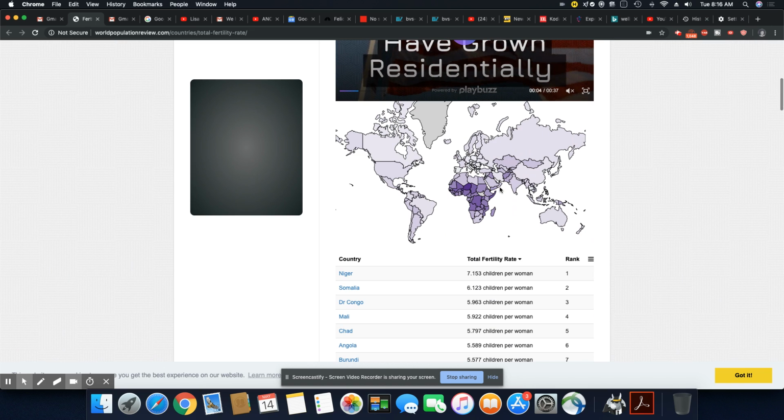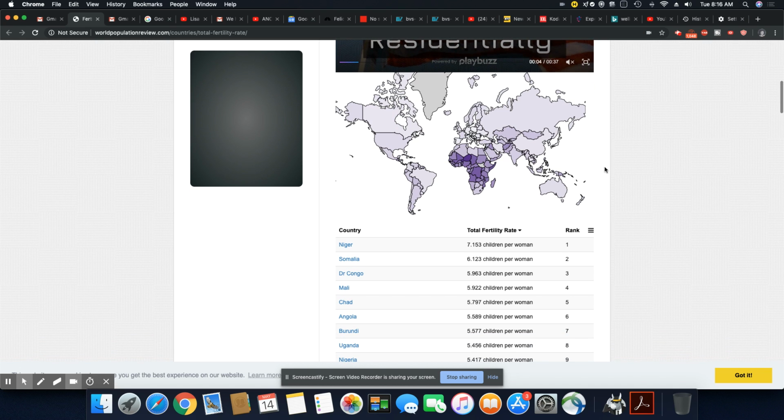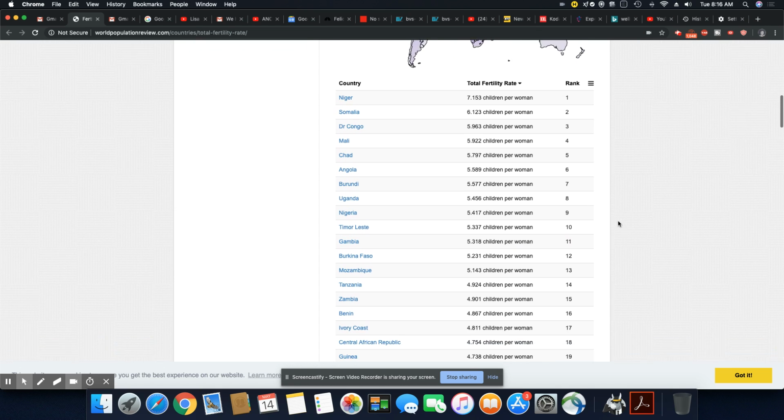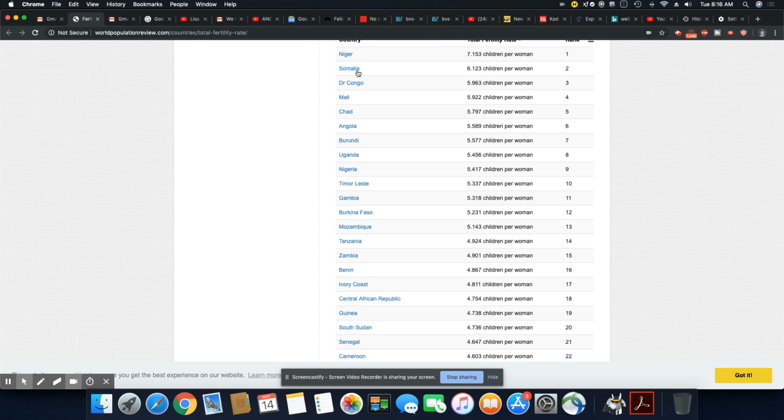So you can see Africa is the most fertile in the world, and everybody else is simply not. You can see Niger at the top of the list, followed by Somalia, and they have 6.123 children per woman.